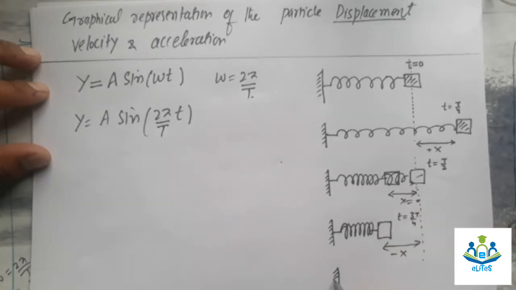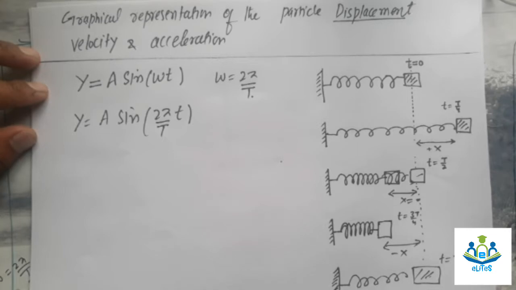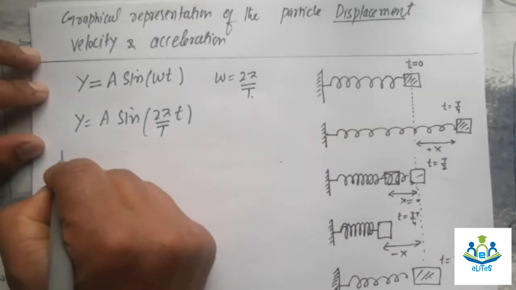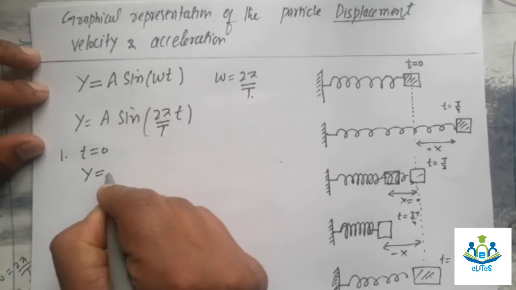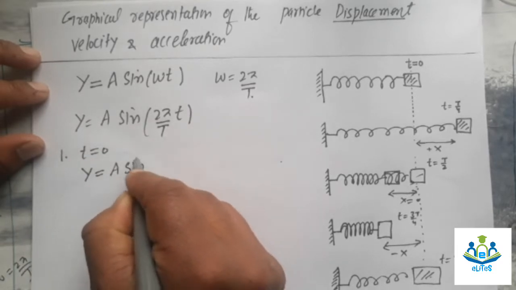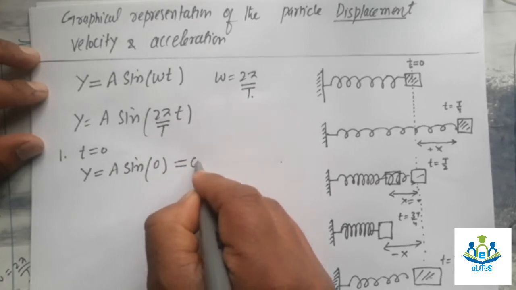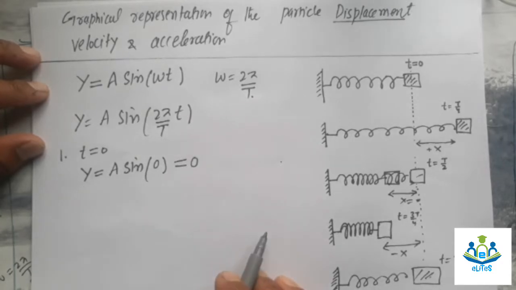Again, when it comes back to its position, the time is T. So this completes one oscillation. Let's calculate the displacement in these 4 cases. Number one: when time is 0, we check the displacement of the particle, y is equal to a sine of 2 pi over T into 0, so it will be 0. So when t is 0, y is 0.